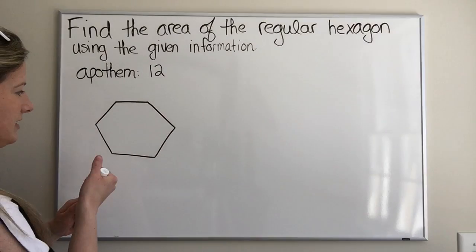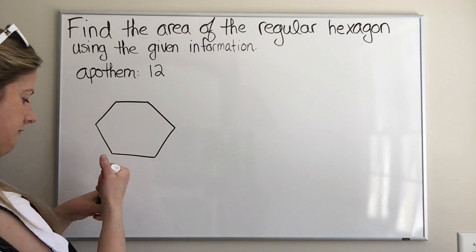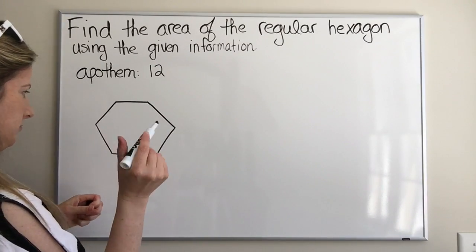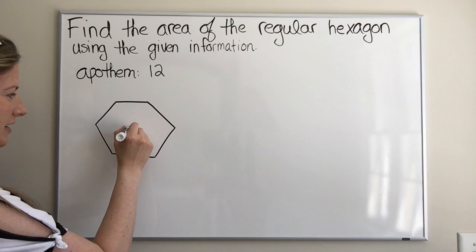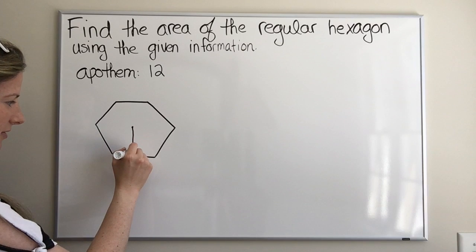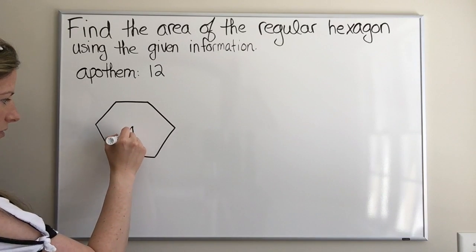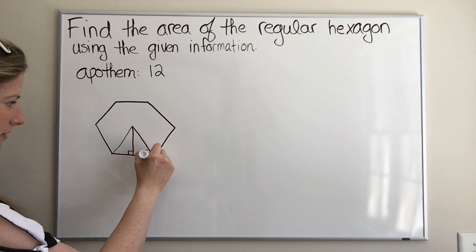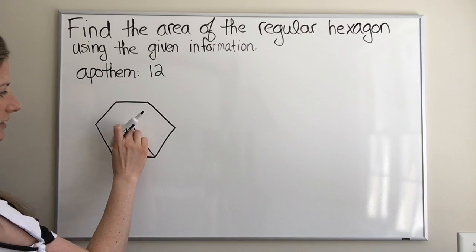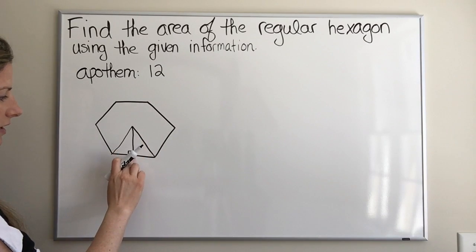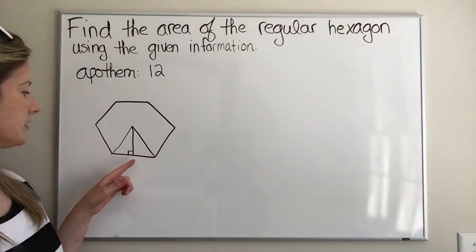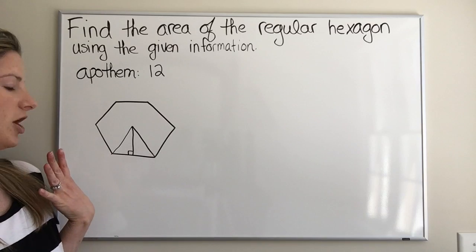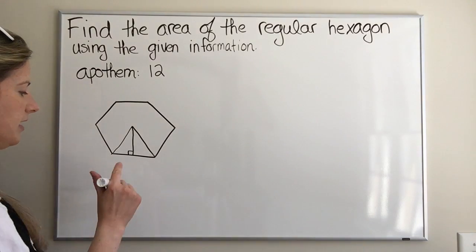Well, that is basically the distance from the center of the polygon to the side. It's going to, of course, hit at a right angle. It's the distance from the center of the polygon to one of the sides at a right angle. Let's talk about what if we have that information instead.